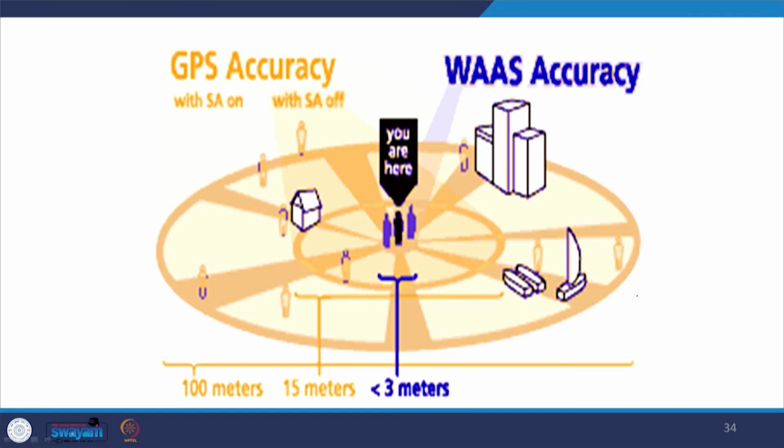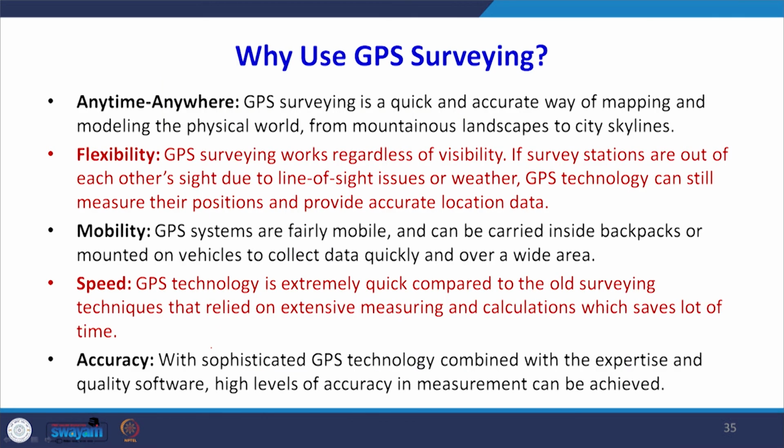So, with the help of the WAAS system, you can see here that less than 3 meter accuracy has been achieved. Otherwise, the accuracy could be of the order of 100 meter in the normal procedure. So, one can improve with these methods.